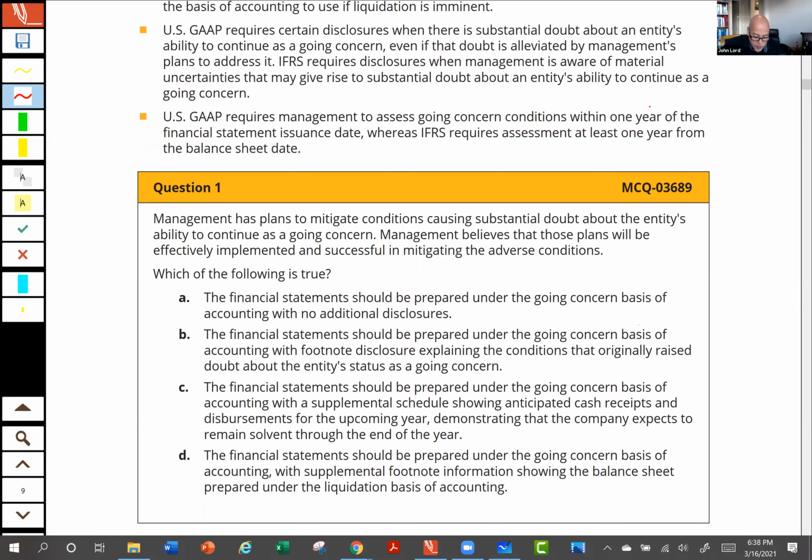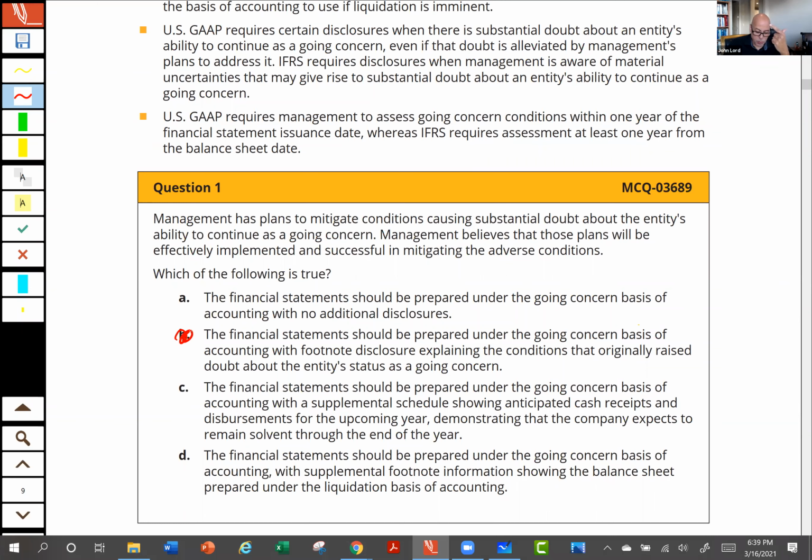Okay, but let's look at this one. You take a look and the answer is B. Most of you got it right. Management has plans to mitigate conditions causing substantial doubt about the entity's ability to continue as a going concern. Our two favorite phrases here, right? Management believes those plans will be effectively implemented and successful in mitigating the adverse conditions. You think back to the flashcard, which is what? Still got to disclose, right? It wasn't that there wasn't substantial doubt, there was, but it's been alleviated, it's been mitigated, so I'm still going to have to disclose.